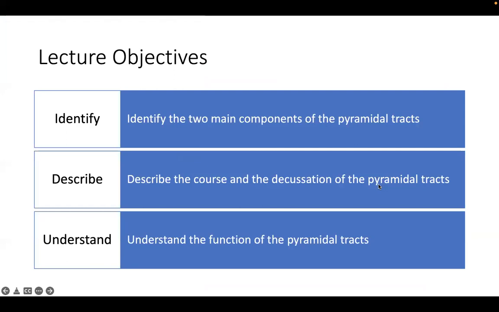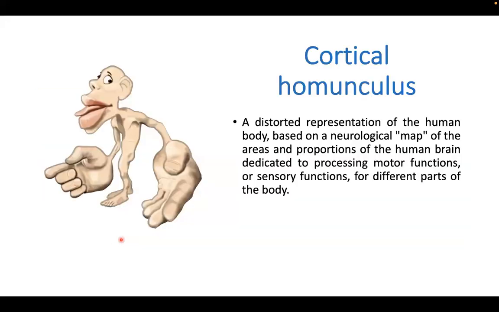So these are our learning objectives. First is to identify, to describe, and to understand. Our goal is to identify the two main components of the pyramidal tract, to describe the course and the decussation of the pyramidal tracts, and lastly, to understand the function of the pyramidal tracts.